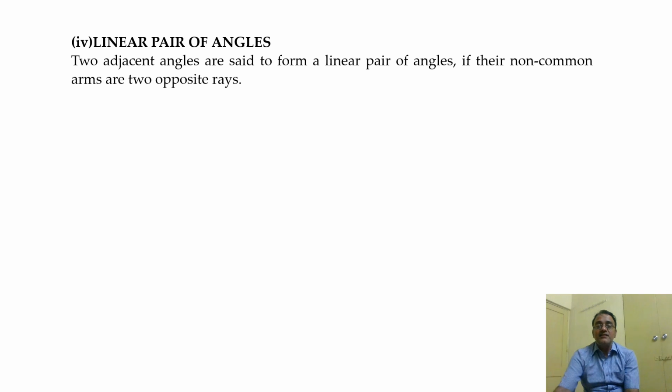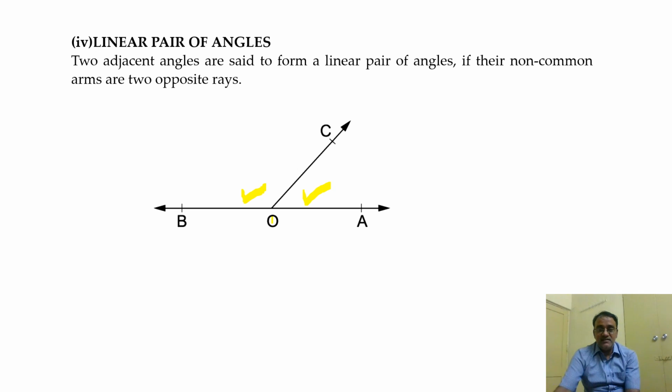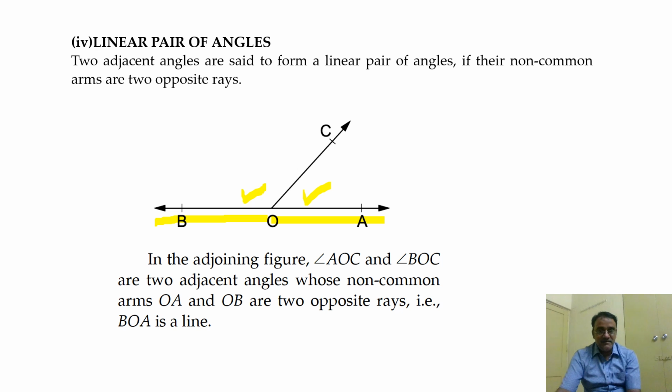Let's see an example, let's look at the figure. See, these two are adjacent angles, and this is one non-common arm and this is another non-common arm, both are opposite rays. So that means these two angles are said to be a linear pair of angles. Clear? Or we can say the two opposite rays form a line. The non-common arms form a line.